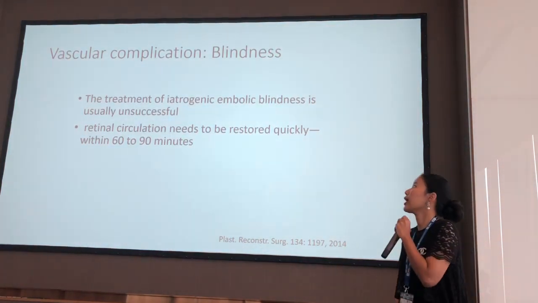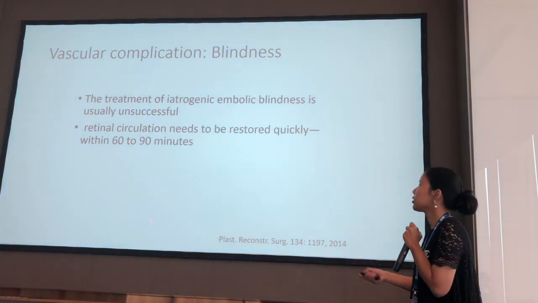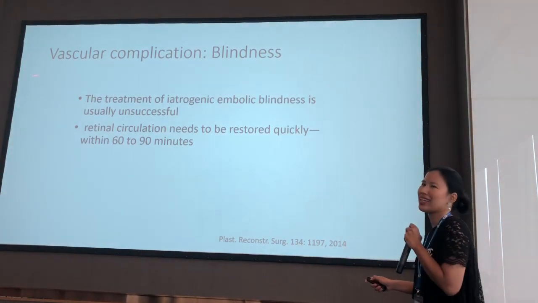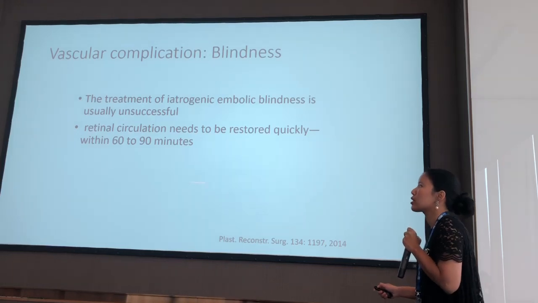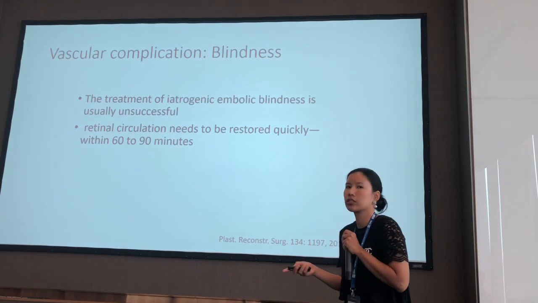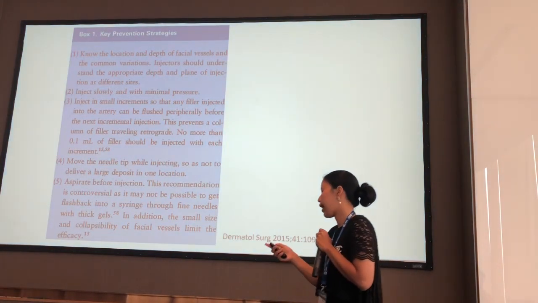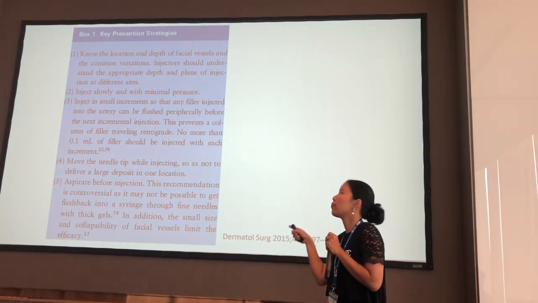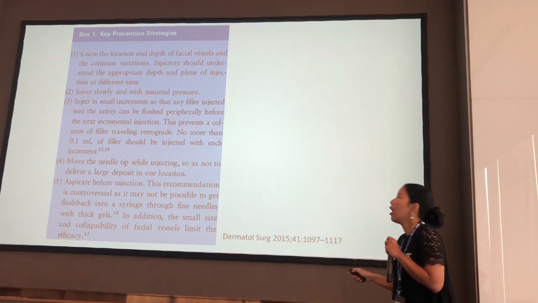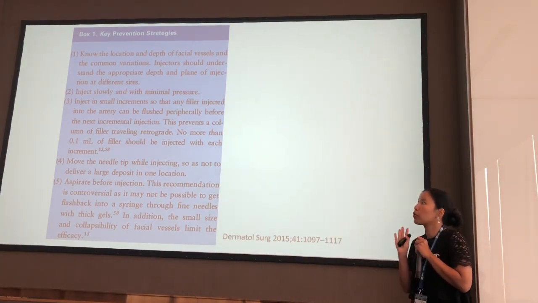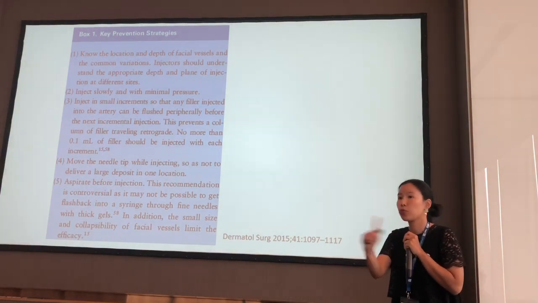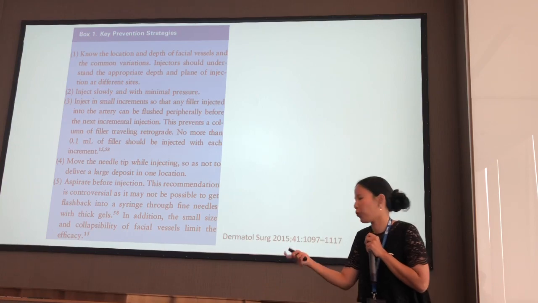And vascular complication for blindness. Okay, to say frankly, the treatment of iatrogenic emboli is usually unsuccessful because the golden period for the retina is usually 1 to 1.5 hours. That's only that. So, what is more important here is the prevention. You have to know good anatomy. It's better to know, but keep in mind, not 100%, but better to know.